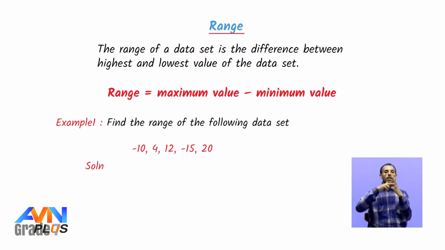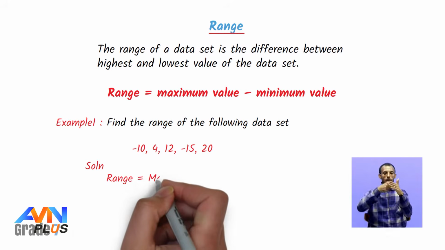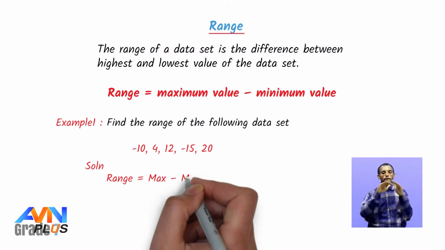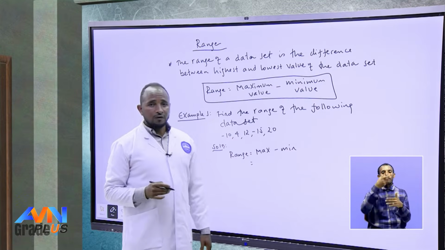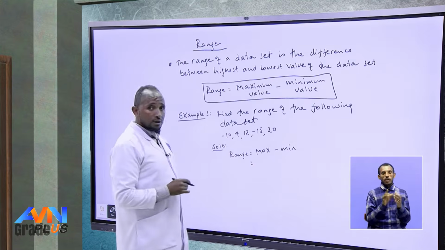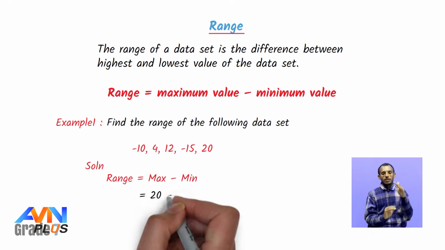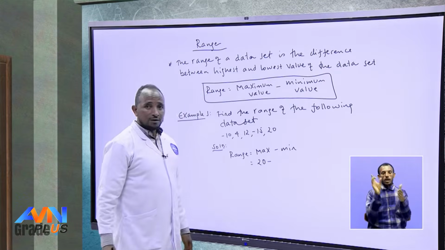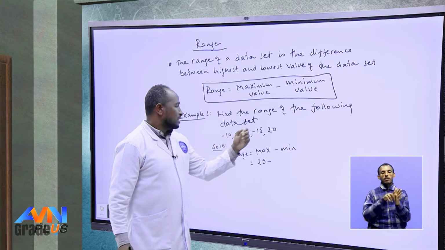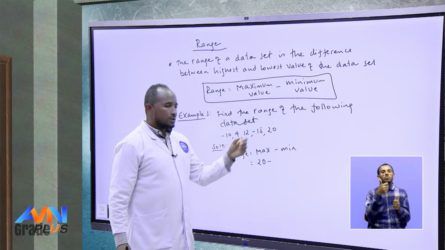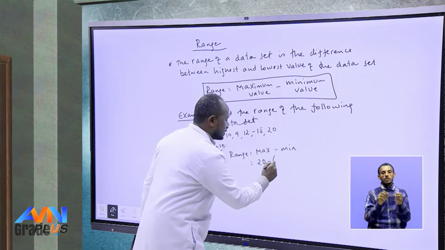Range is given by maximum value minus minimum value. So the maximum value in this data set, or the largest value in this data set, is 20. 20 is the biggest. Therefore, 20 minus the smallest value in this data set. Negative numbers. Let's compare negative 10 and negative 15. Which one is the smallest? Yeah, negative 15 is the smallest. So the smallest data value here is negative 15.